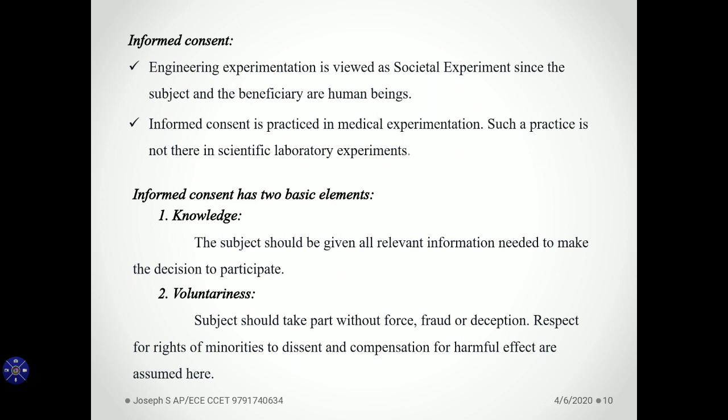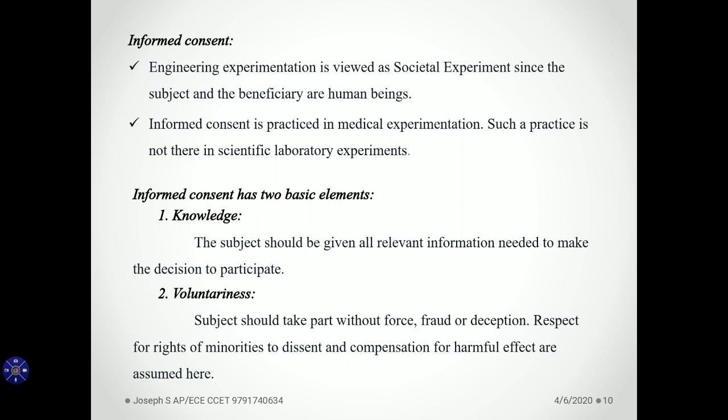Informed consent comprises two main elements, that is knowledge and voluntariness. In informed consent, engineering experimentation is viewed as a social experiment, since the subject and the beneficiary are human beings. Informed consent is practiced in medical experimentation, but such practice is not there in scientific laboratory experiments. So the two main elements are knowledge and voluntariness. In knowledge, not only the information should be given, but also the information needed to make a reasonable decision. So the subject should be given all relevant information needed to make a decision to participate.